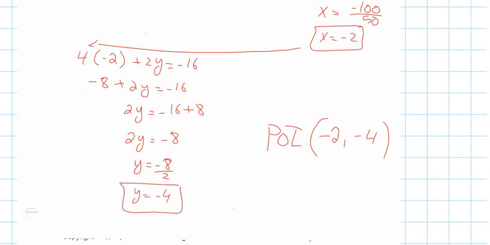So the extra step that we took here is we multiplied both equations by a number. Now, sometimes you don't have to multiply both equations. Sometimes it's enough to multiply one of the equations. Okay? Sometimes you have to multiply both.